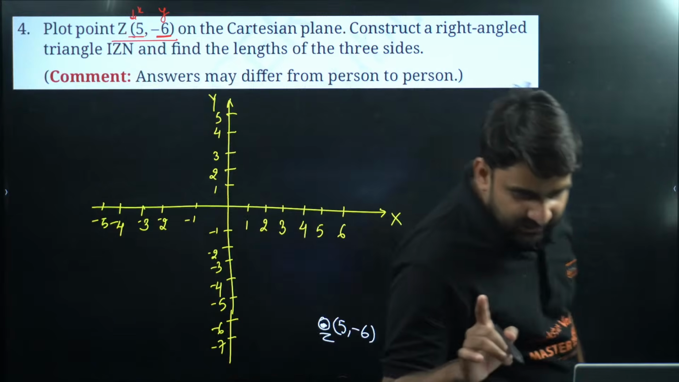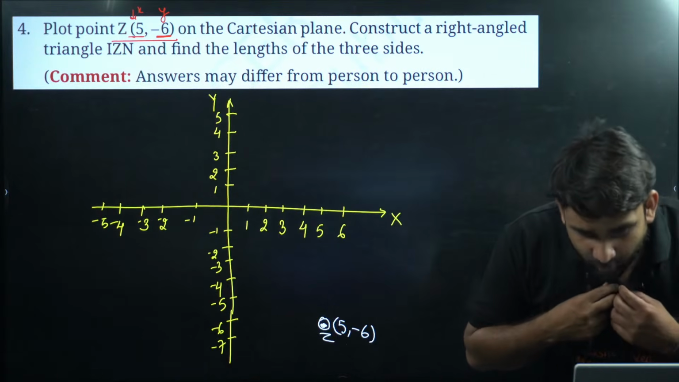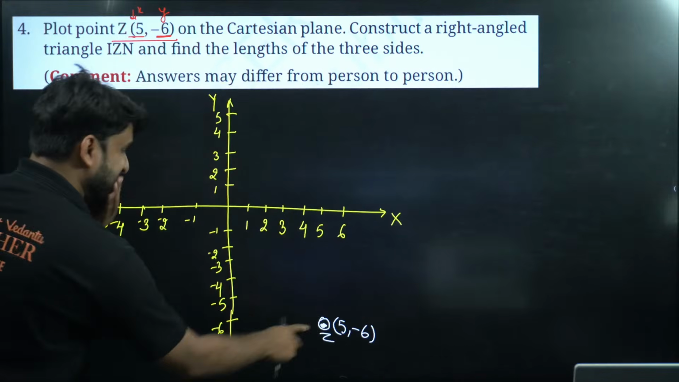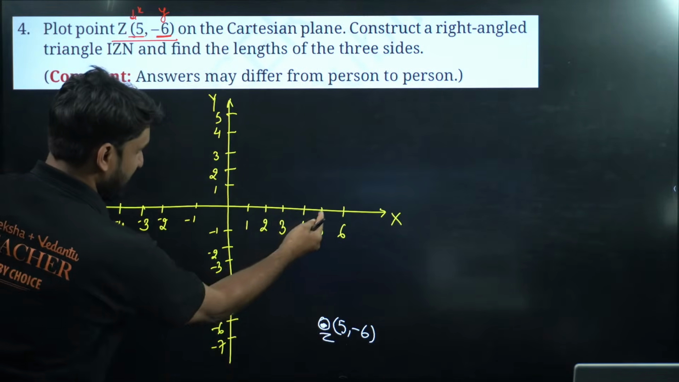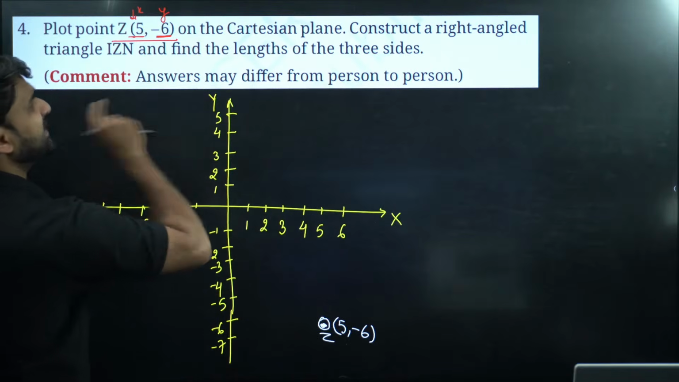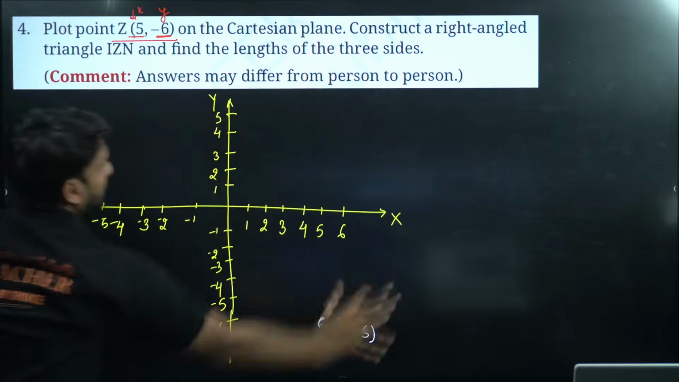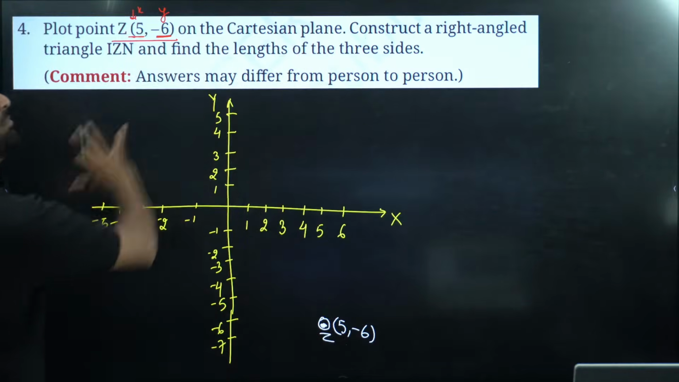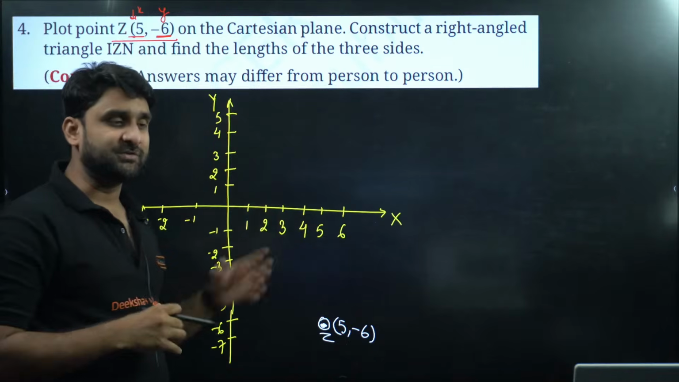Clear? Is it clear, everyone? Okay, let's do. So this is Z, 5, minus 6. X is 5, y is minus 6. Now, the question is asking, and this is called Cartesian plane. This whole combination of x and y axis, the complete information, units and all, this is called Cartesian plane.